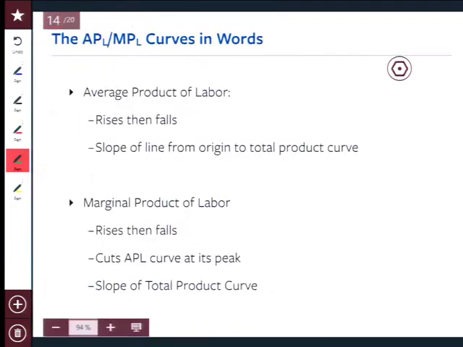So this is the summary here. Average product of labor and marginal product of labor curves in words. The average product of labor first rises and then falls. And I'm going to show you in a second that the average product of labor is the slope of a line from the origin to the total product curve. Why that is, you're going to learn in a second, but it's going to come in really conveniently.